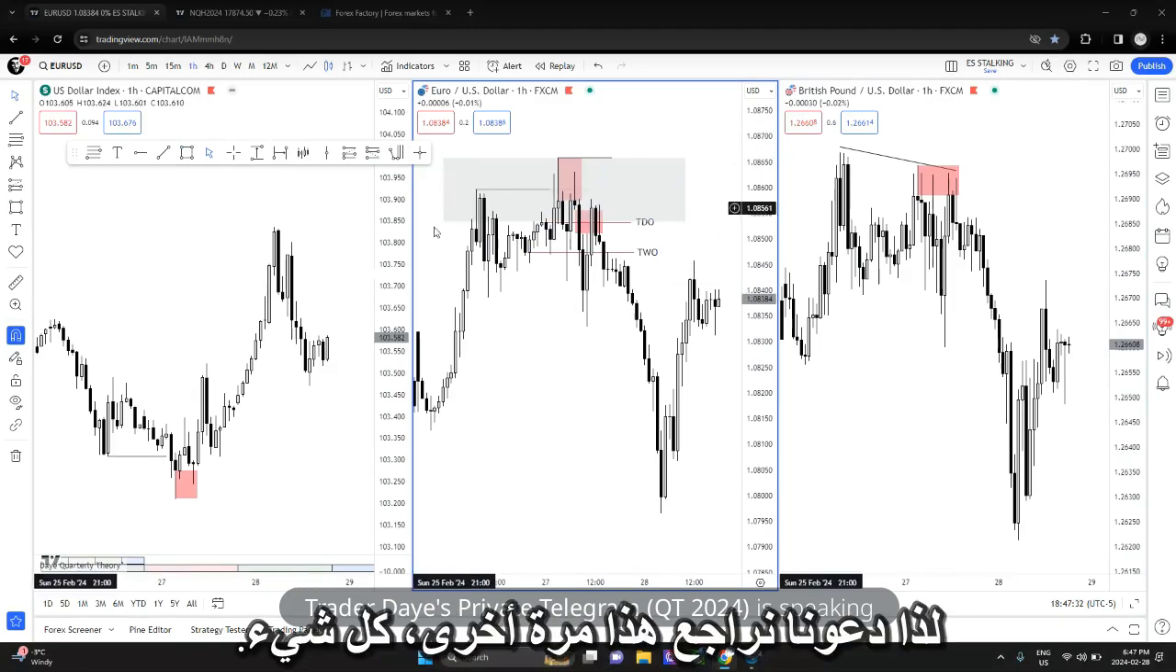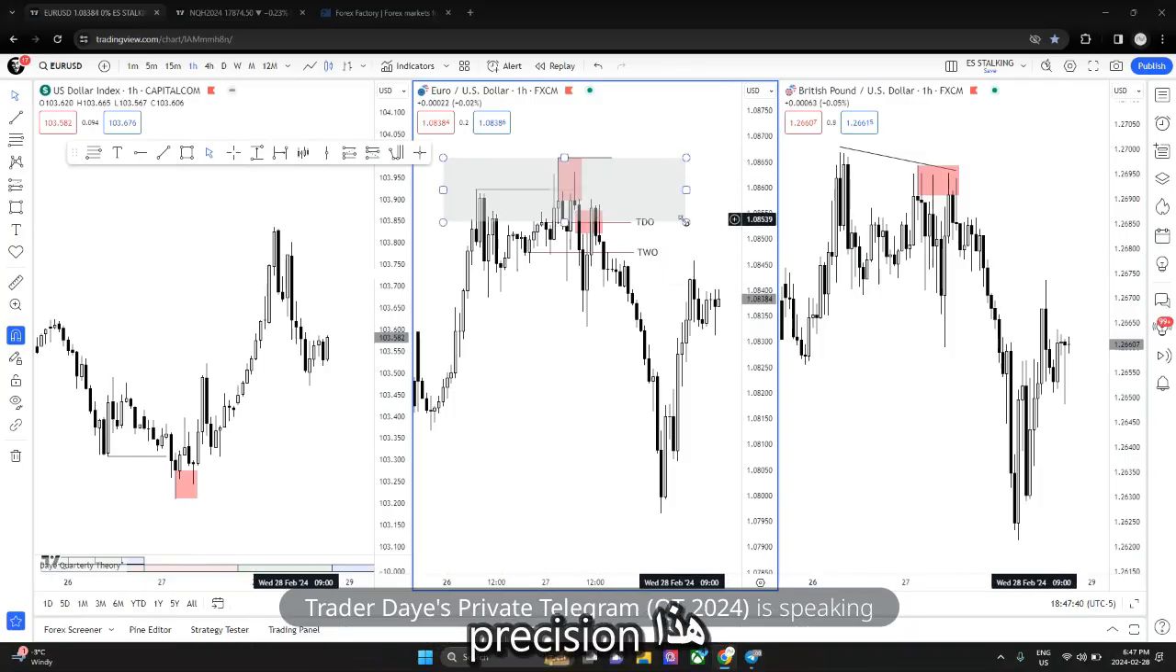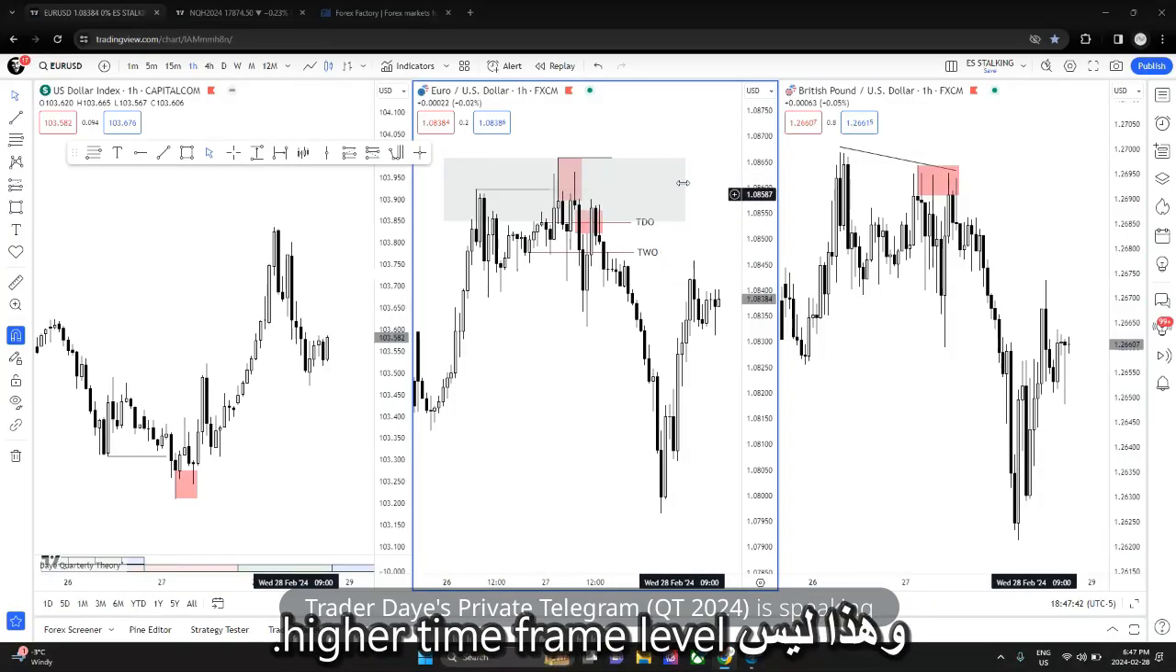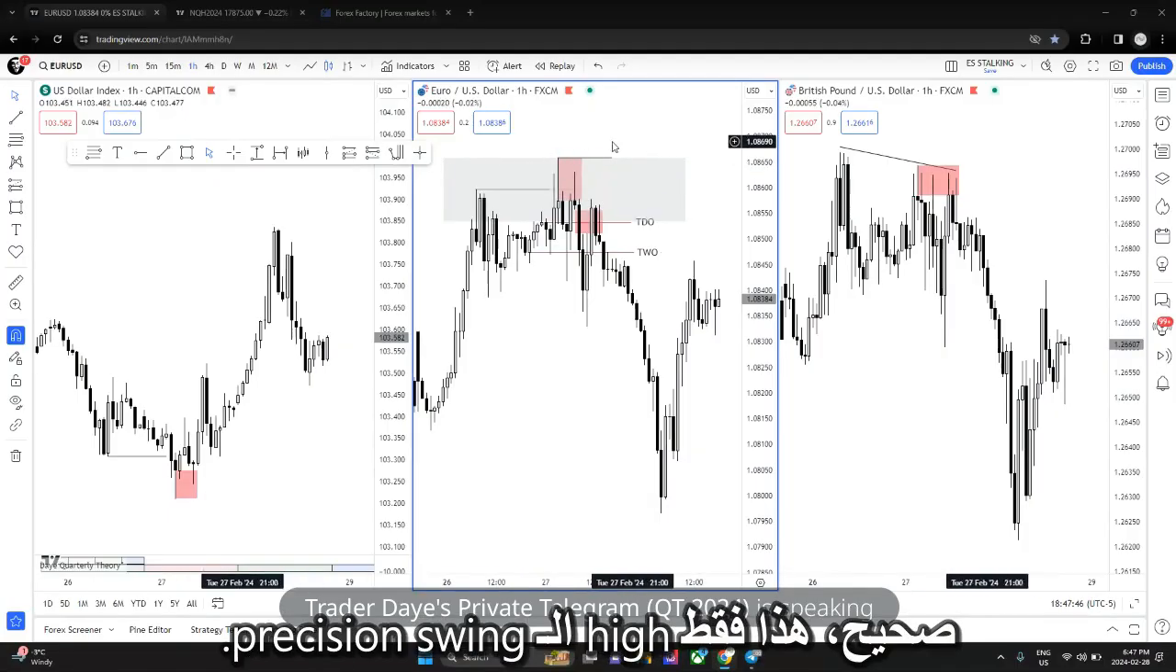So let's go over this again. Most things that you see here, you learned here. This is a precision level. And this is not a higher time frame level, right? This is just the high of the precision swing point.